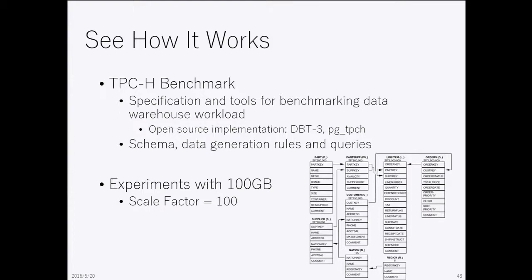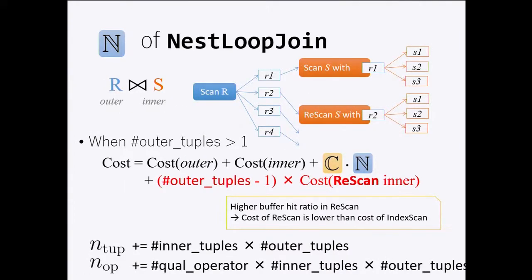On the previous slide, about the cost of the scan, so there is cost of inner and there is cost of inner rescan. Does it change with every iteration or is it just different between the first and the second iteration?